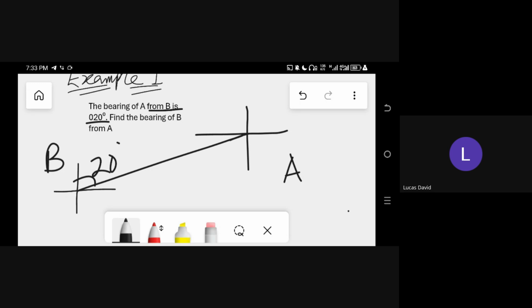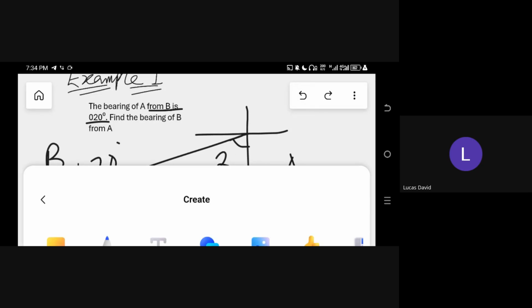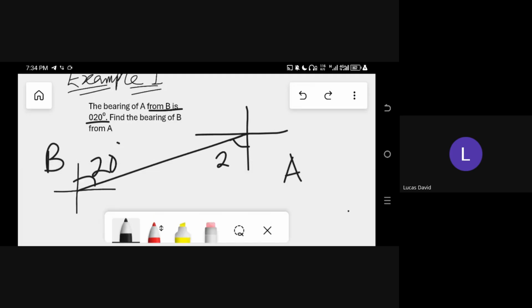So you will go back to your JSS2 and reintroduce that topic. What's the name of this topic? Alternate and corresponding angles. You were taught in JSS2. So firstly, you would have to see that if this point B has 20 degrees there, then this other point here in A should also be 20 degrees. That other point in point A should also be 20 degrees.